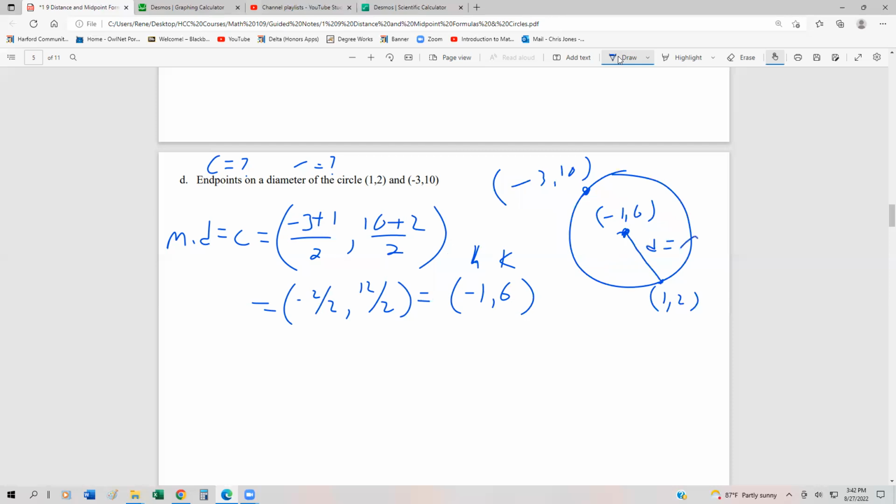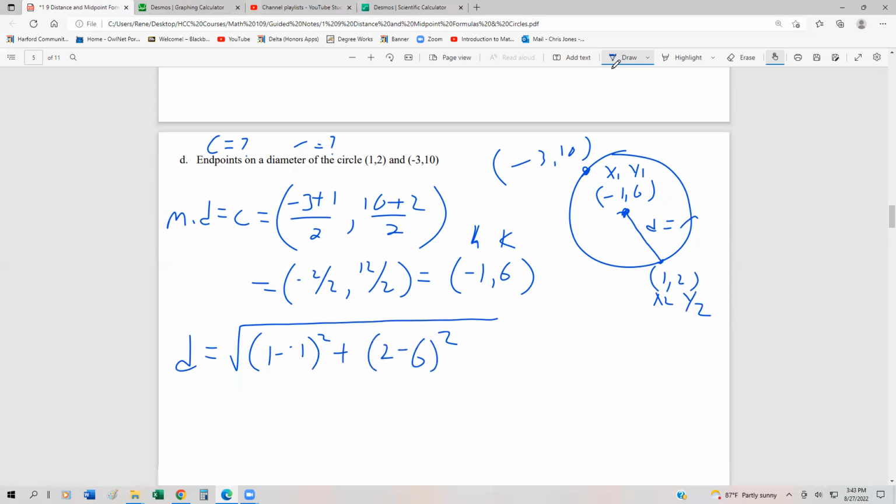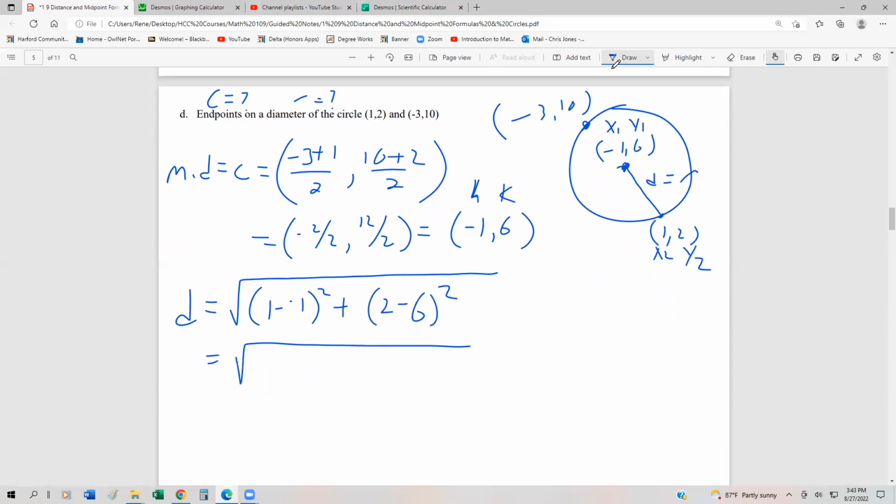Now, what we could do is find this distance. I'm going to call this d, which is the radius now. So let's see if we can find what the distance is. Our distance d is going to be equal to the square root. I'm going to call this now x1, y1, and x2, y2. I'm just redefining those because now we can find the distance pretty easily. So that's going to be 1 minus negative 1, squared, plus 2 minus 6, squared. And then this just becomes the square root of 2 squared plus (-4) squared, which is equal to the square root of 4 plus 16, or the square root of 20.